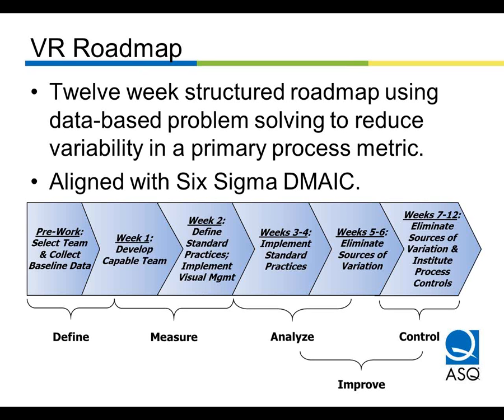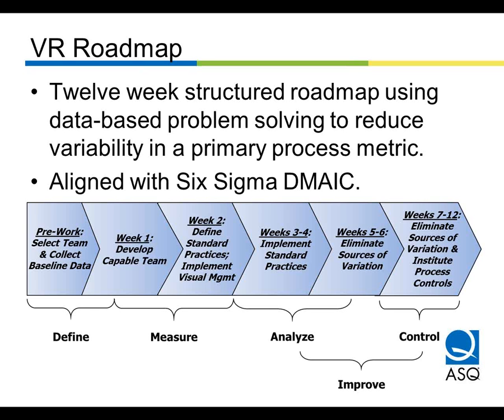Weeks 5 to 6, they then took that standard process and focused on eliminating sources of variation that they had missed in their definition of the standard process or were beyond just methods, that were maybe materials or equipment related. And then in weeks 7 through 12, they focused on instituting controls to sustain the improvement over time.